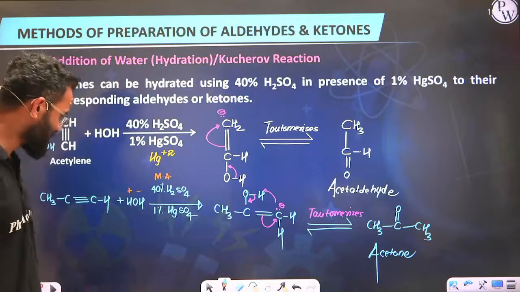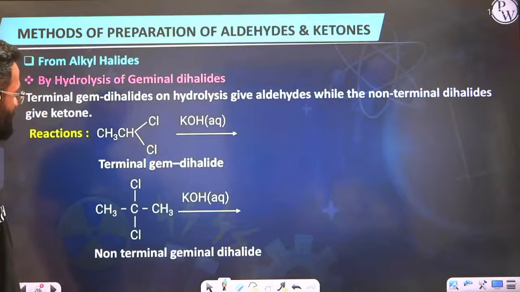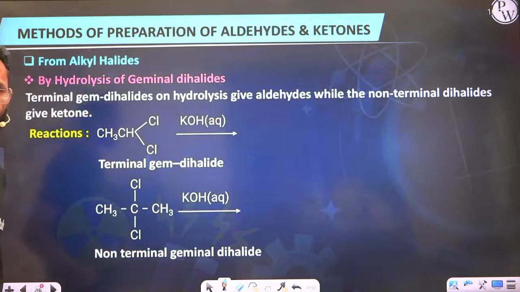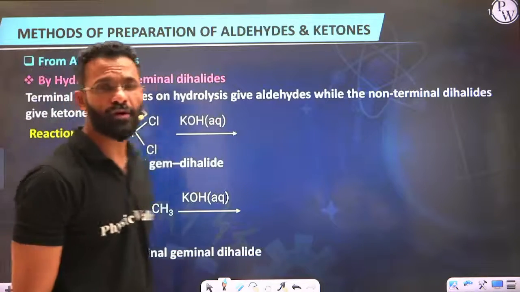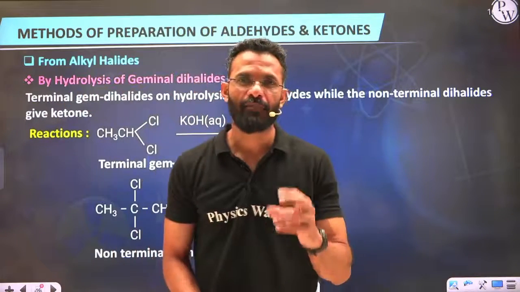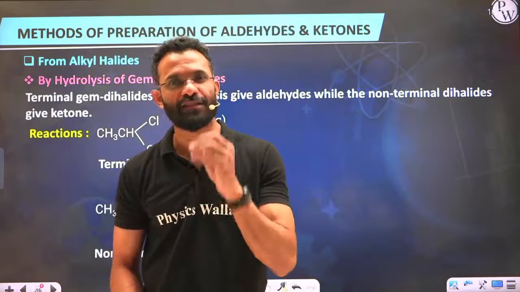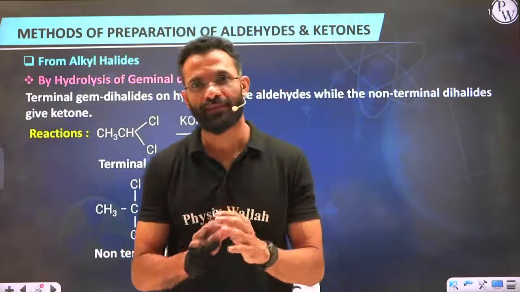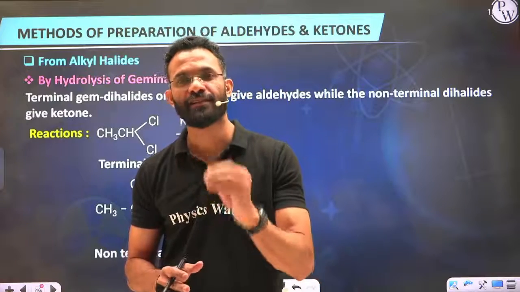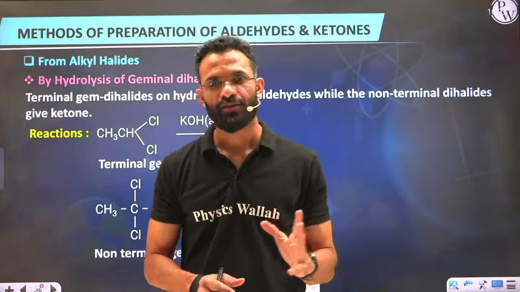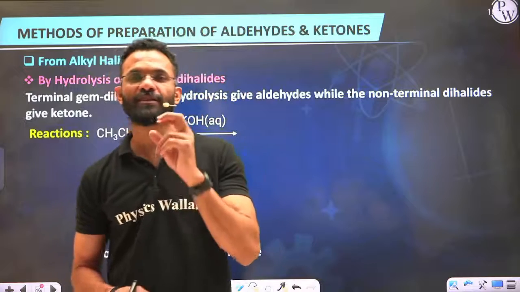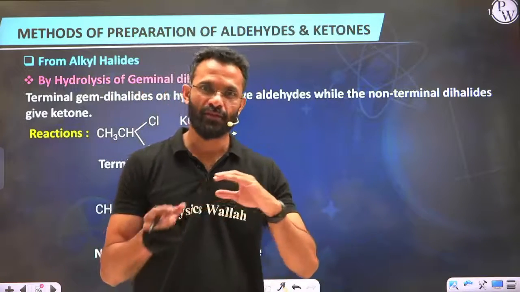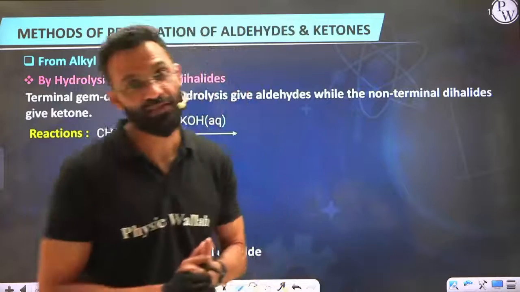Now one final and simple reaction everyone here is hydrolysis of geminal dihalides. Well, when you talk about dihalides, depending upon whether the two halogen atoms are present on the same carbon or on adjacent carbons, we classify them as geminal dihalides and vicinal dihalides respectively. So when both the halogen atoms are present on the same carbon, we call it a geminal dihalide, and when they are present on adjacent carbons, we call it a vicinal dihalide.